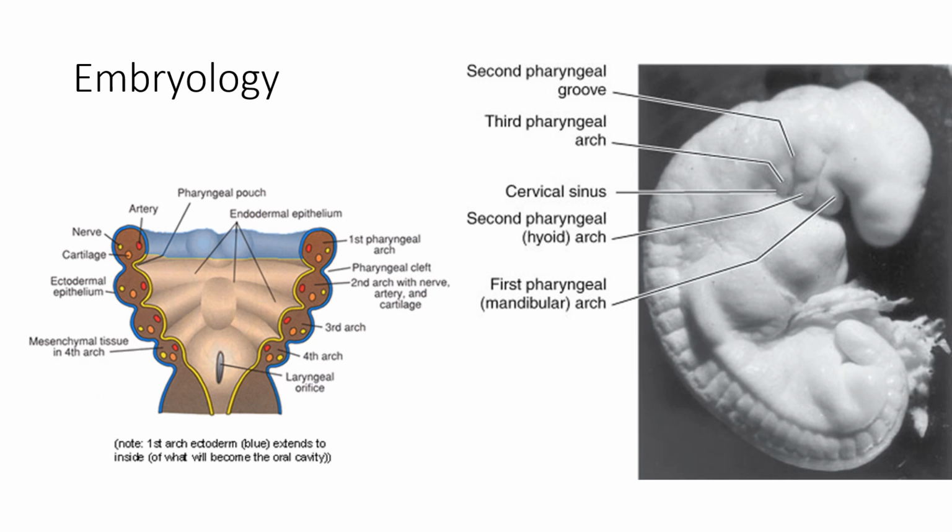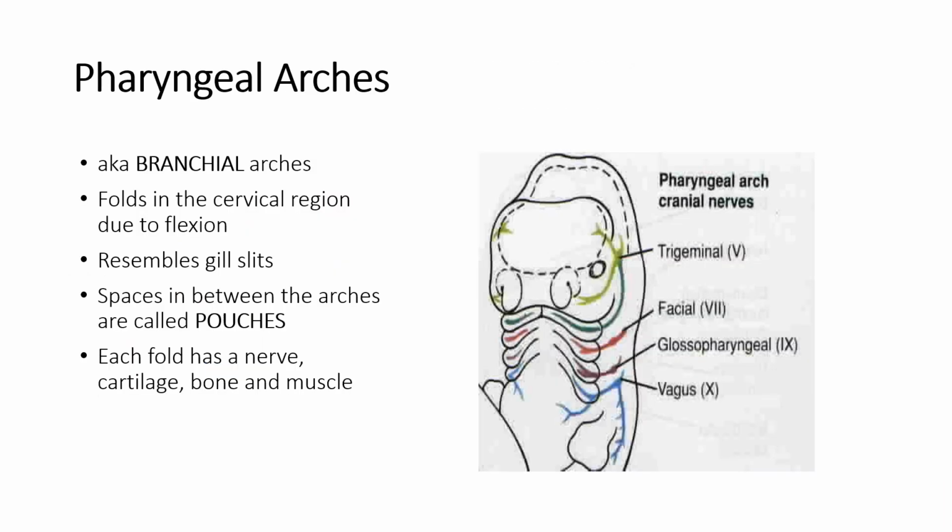And then when you look over here to the left, you can see the pharyngeal pouch, okay, endodermal epithelium. You can see the laryngeal orifice at the bottom, that hole there. So just understanding that this is part of developmental stages is what they're talking about. And this is a little bit more specific here. So let's get into this.